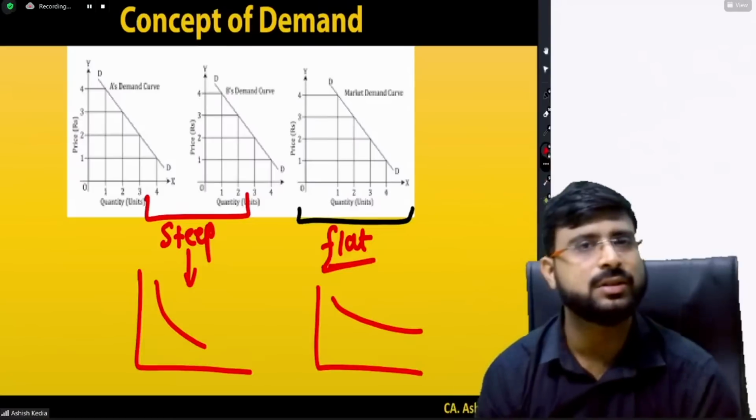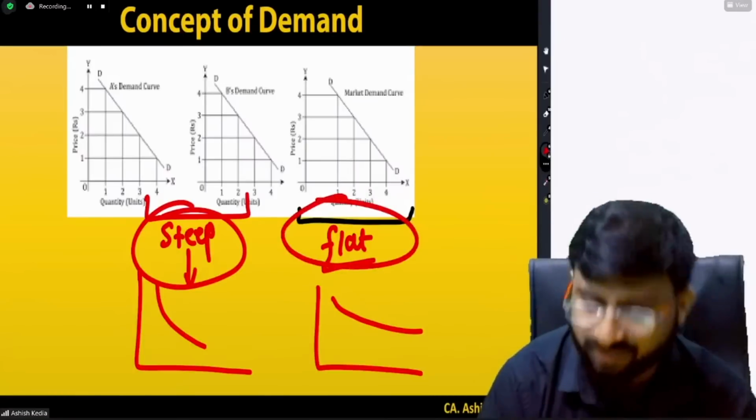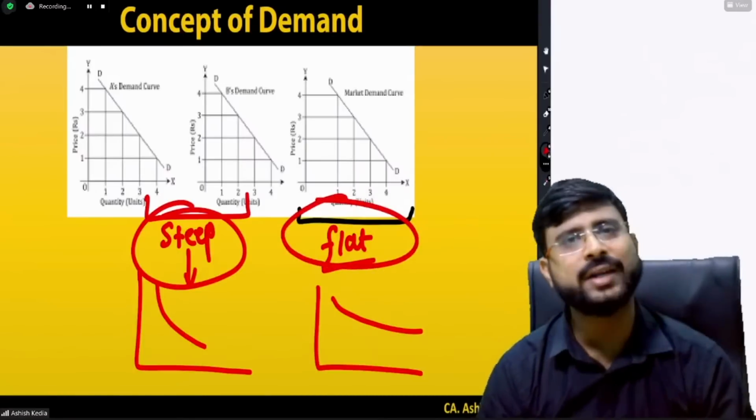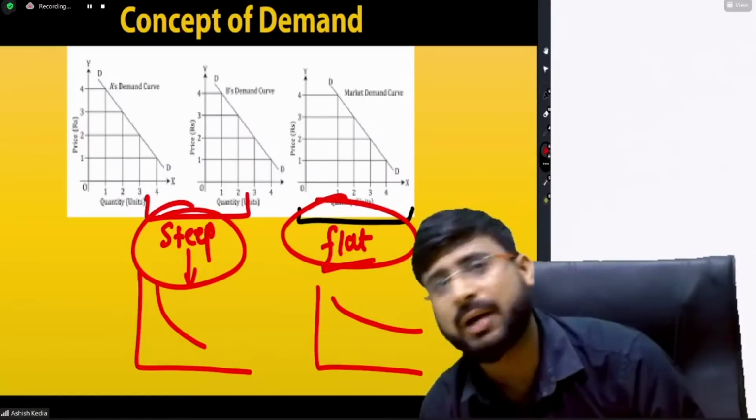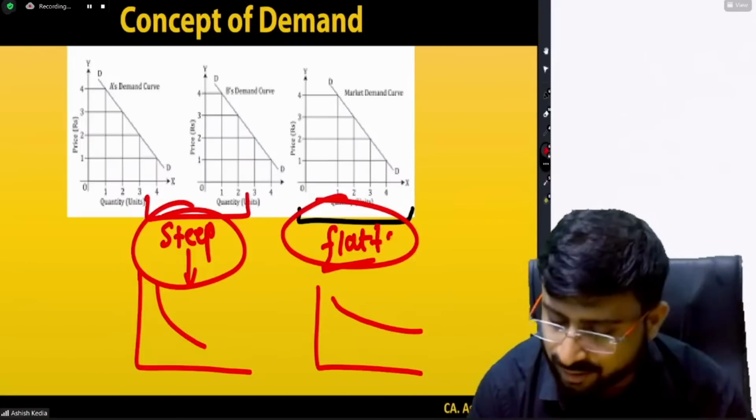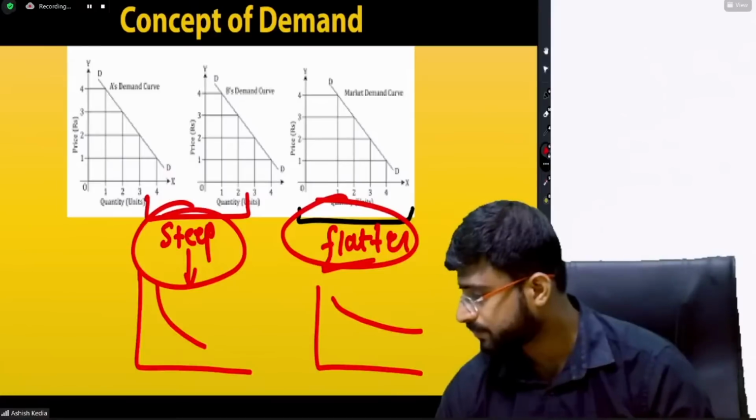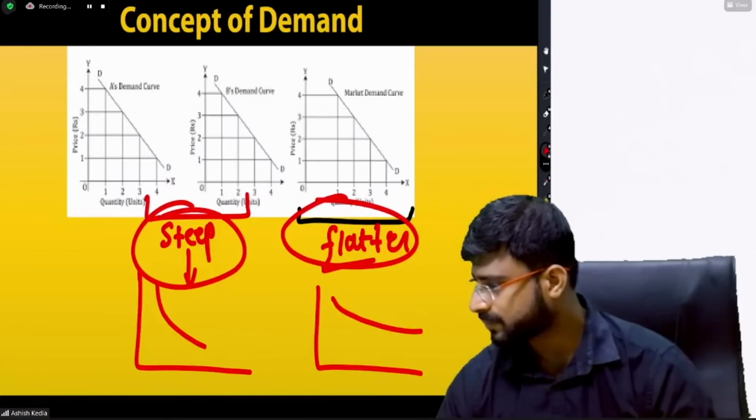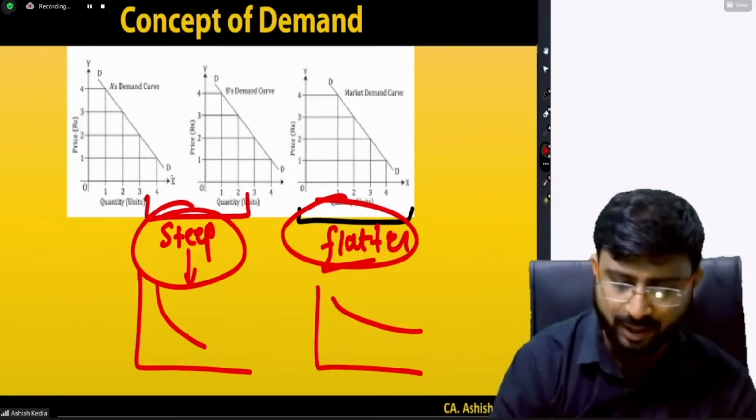Why does this happen, sir? Why is the individual demand curve steep and the market demand curve flat? I will discuss why. But before that, I want you all to note down: individual demand curves are steep, the market demand curve is flatter. First, write it down, everybody. Very good. Everybody has written it down.